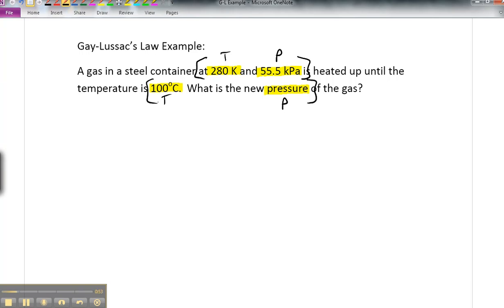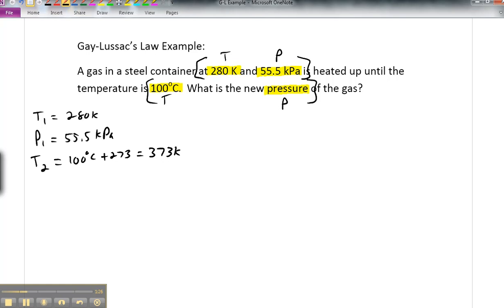So now let's go over to the left side of our page and write our variables out. Since the first two are together, we're going to say that's T1 and P1. So T1 is 280 Kelvin. P1 is 55.5 kPa. Now since we have another T, we're going to call that T2, and this one's 100 degrees Celsius. Now we don't like Celsius, so we're going to add 273, and our new temperature T2 is 373 Kelvin. And what we're trying to find is P2, so we're going to put a question mark there, and we're going to solve that in kPa.